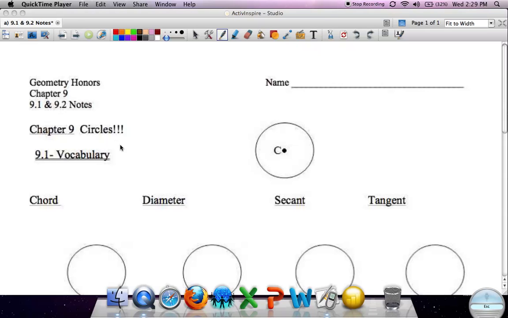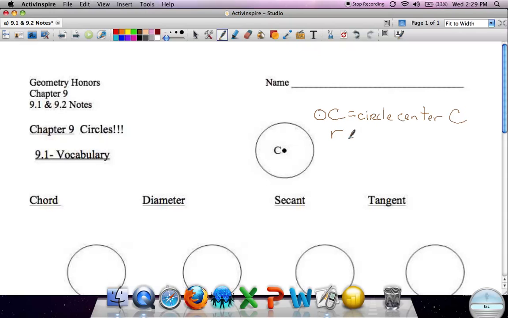Circles. To begin with circles, we need to define some basic vocabulary. The first thing is, if you see a circle with center C, the symbol for that would be a little circle, and that would have a C next to it. And so that would mean this is a circle with center C. If it was another letter in the center, it would be a circle with that other letter. R, we always know what R means. R is always the radius.